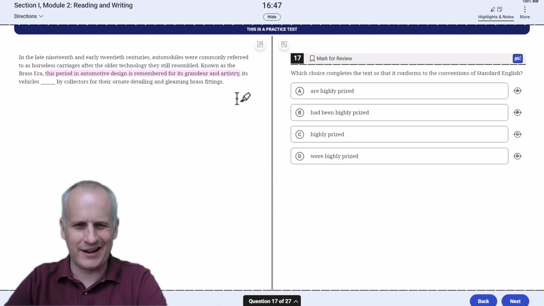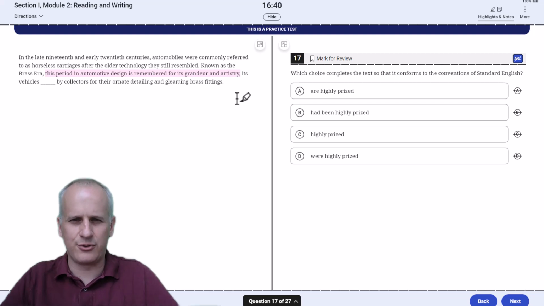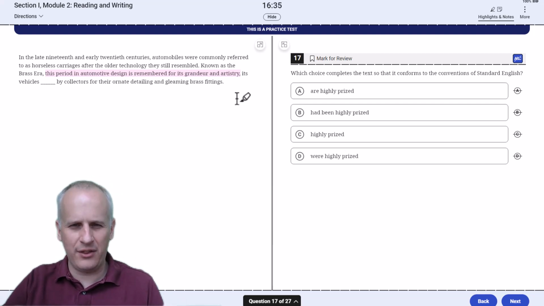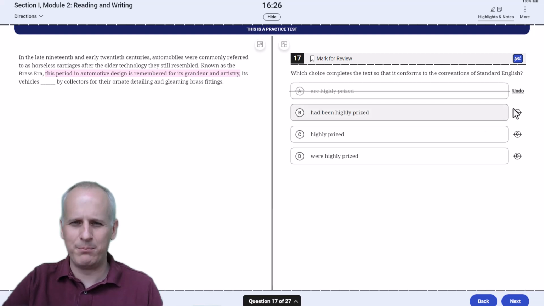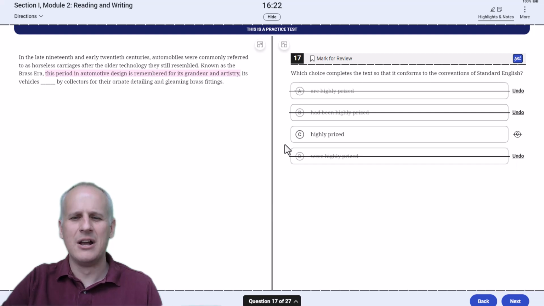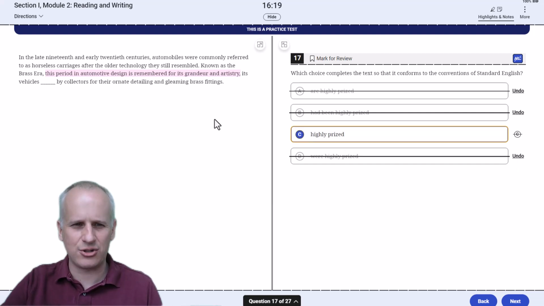We'd create a run-on. And you have to recognize that anything else in the sentence or sentences presented for these grammar questions that is not underlined has to be correct. So I don't want to create another independent clause. And if I said "its vehicles are highly prized by collectors," that could stand alone as its own independent clause. So A is out. Same thing with B, had been highly prized. Same thing with D, had been or were highly prized. Only choice C creates a descriptive clause that goes back to the main clause in pink here and is our correct answer for number 17.